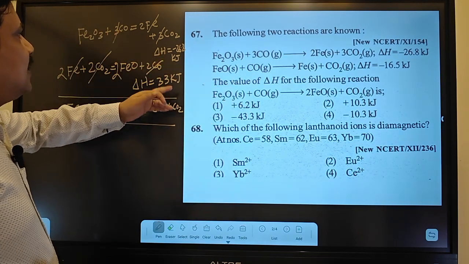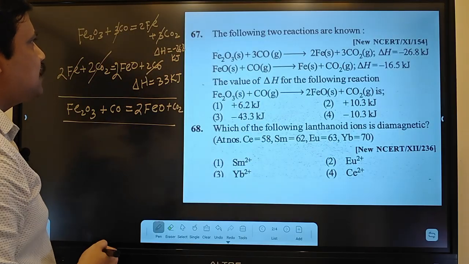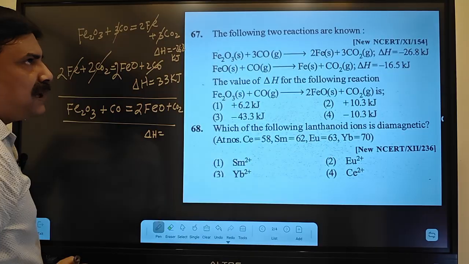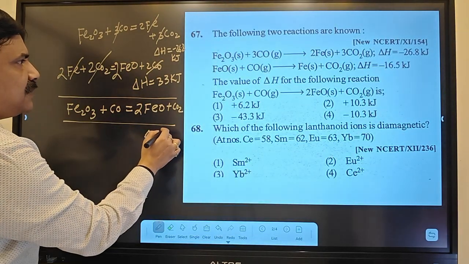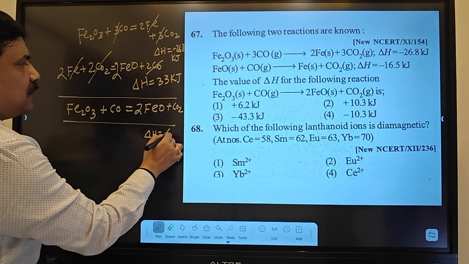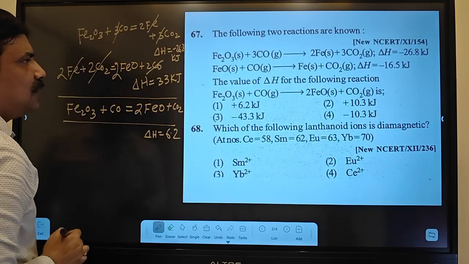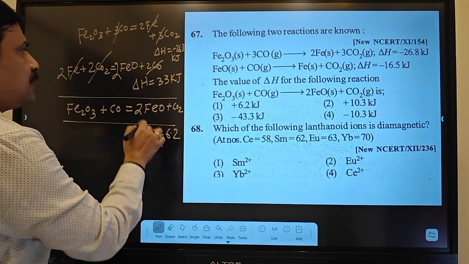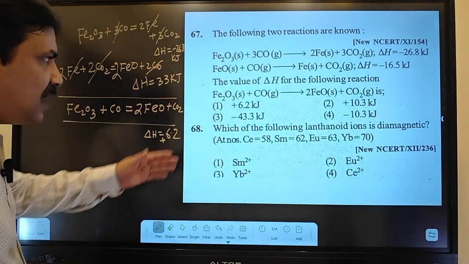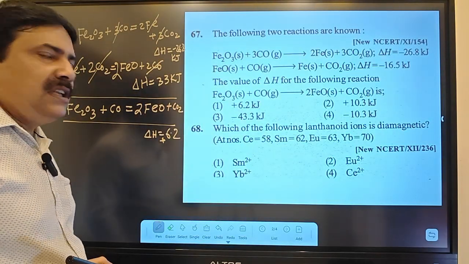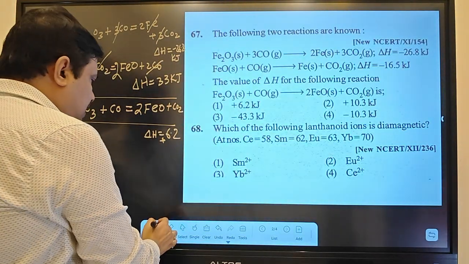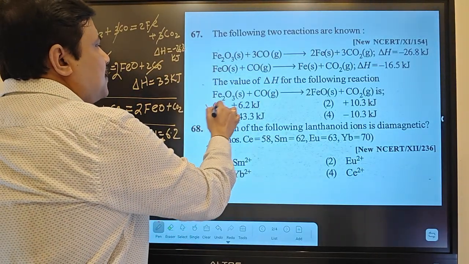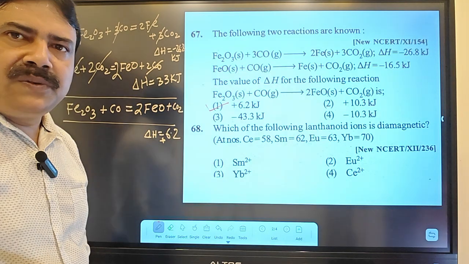You add 33 and minus 26.8, so the delta H value is 33 minus 26.8, which is nothing but 6.2. So plus 6.2 is the delta H for this reaction that we reached. Now in the options, the first option is ready. So which option will be your answer for this question? Your answer will be the first option. Is it clear to everyone?